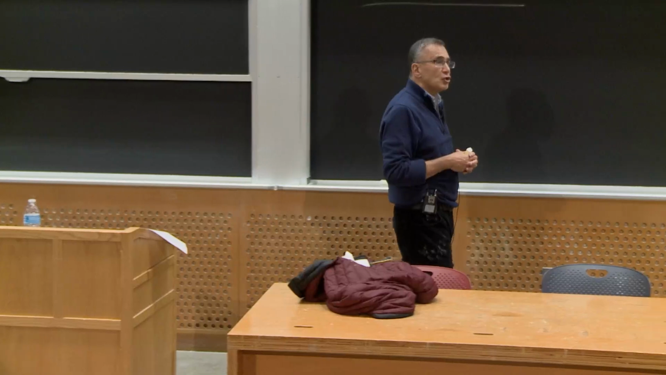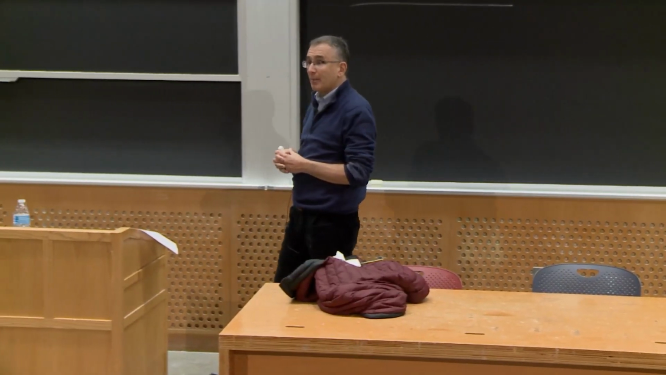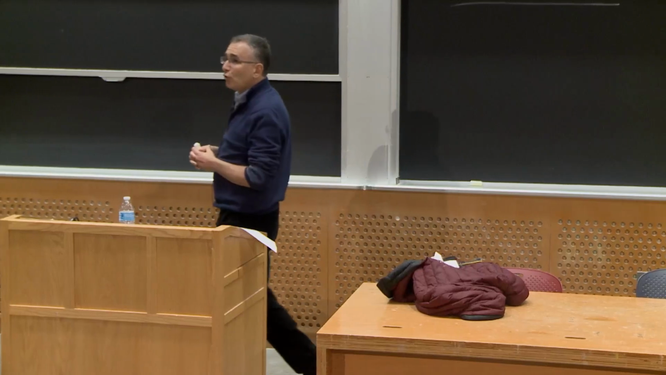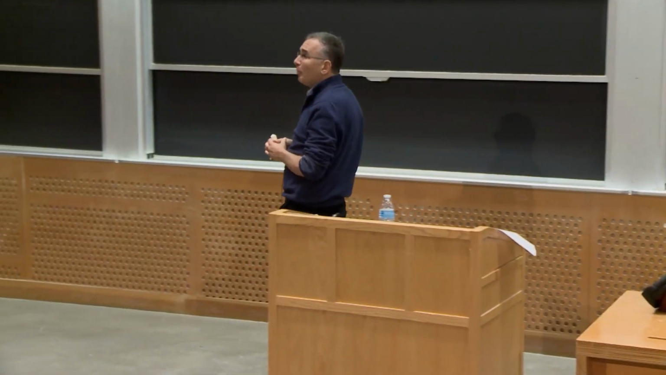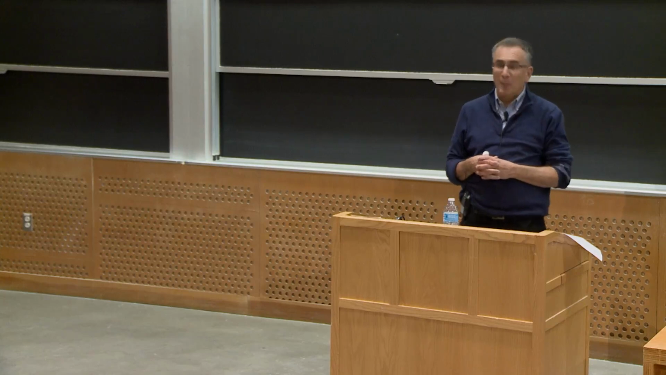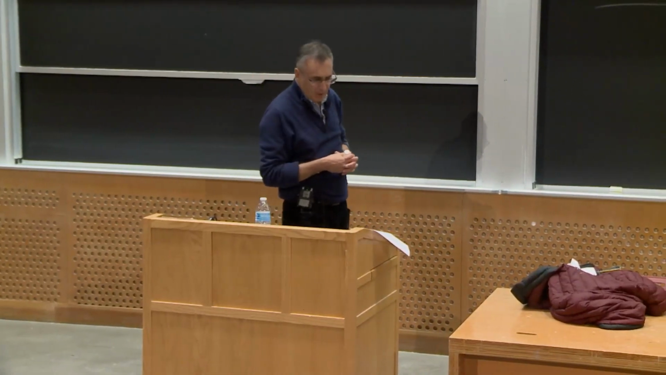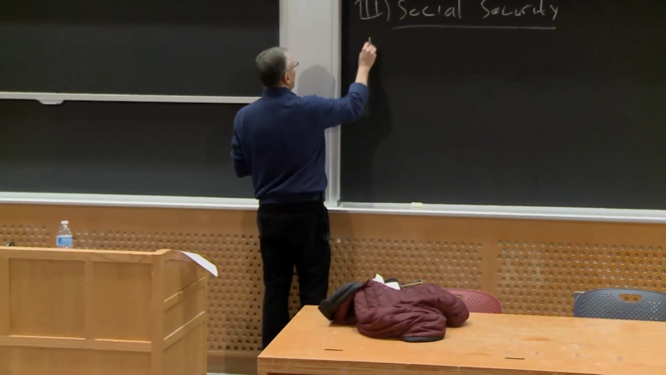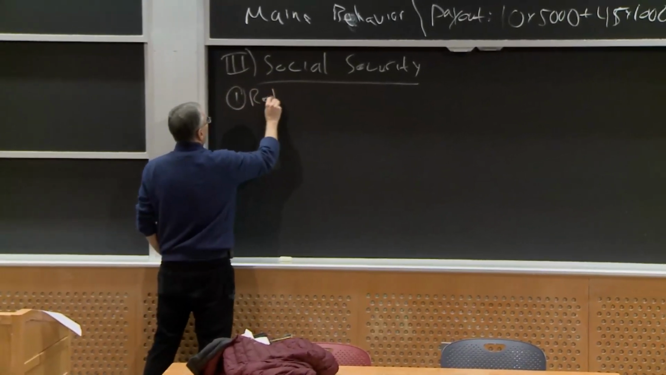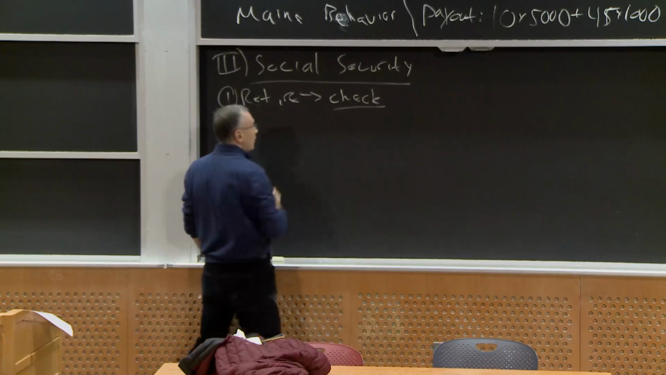Social Security is insurance against the income loss of retirement. It's insuring you to make sure that once you're retired, you have enough money and don't starve. Let's talk about how it works. Here's how Social Security works. First, when you retire, you get a check from the government.